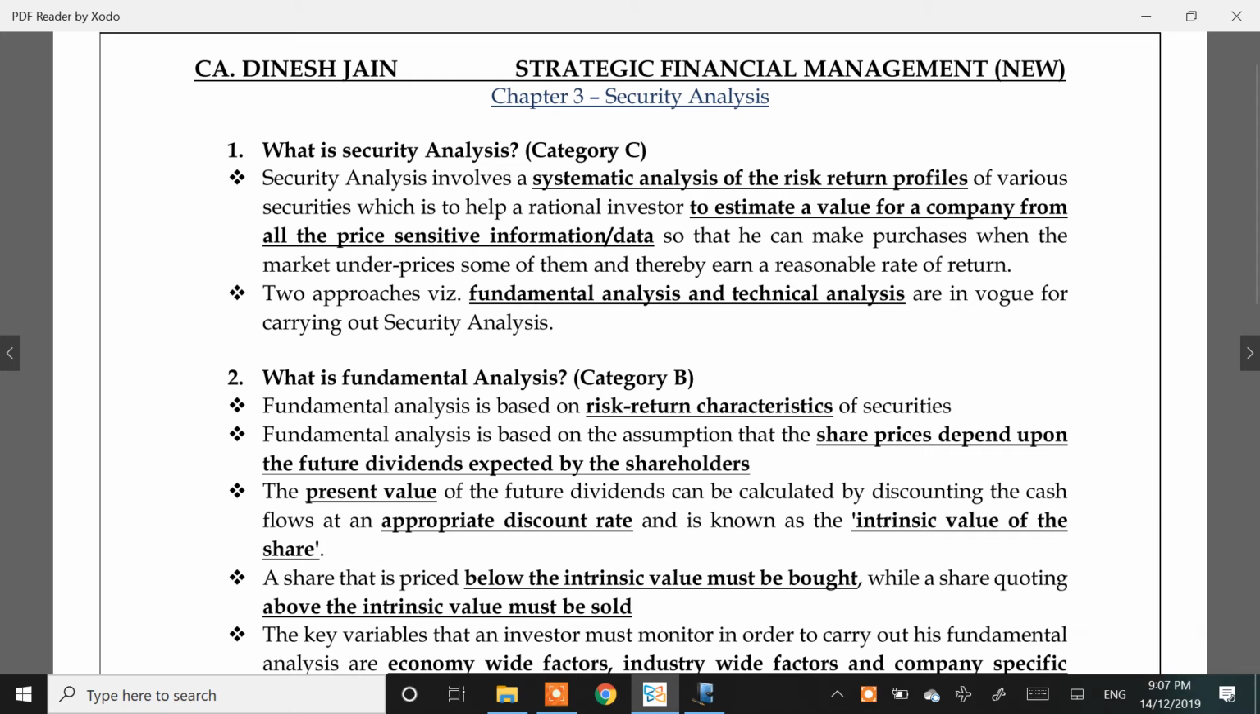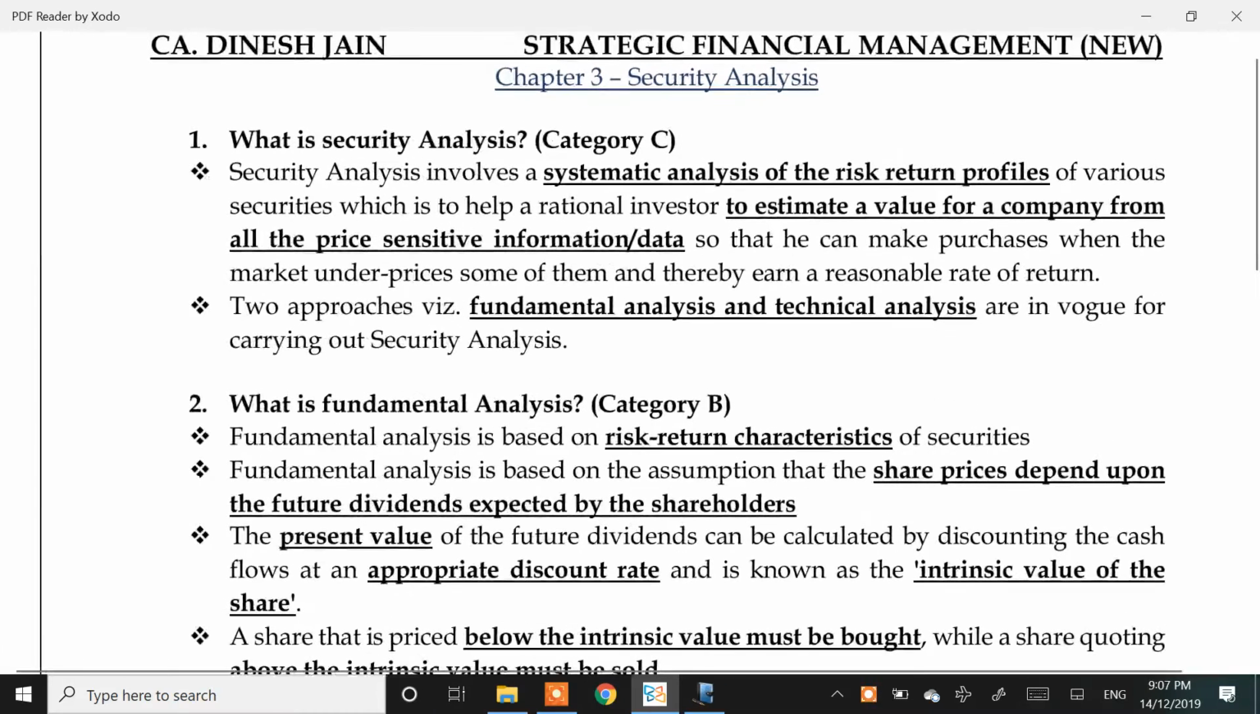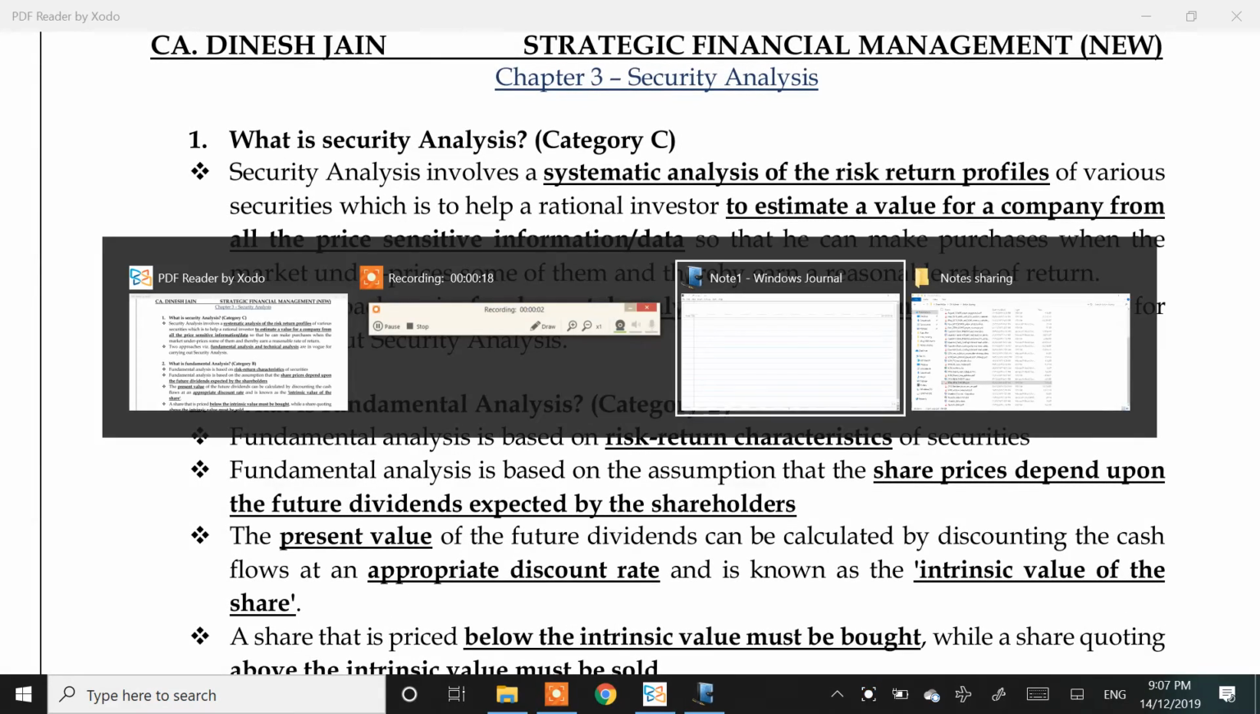Okay, let's now start with the chapter 3 recording. We are going to focus on a chapter called security analysis. Now, this is an extremely important area from a theory-oriented point of view, because there's a lot of coverage on theory in this chapter. Now, first we are going to discuss what is security analysis.